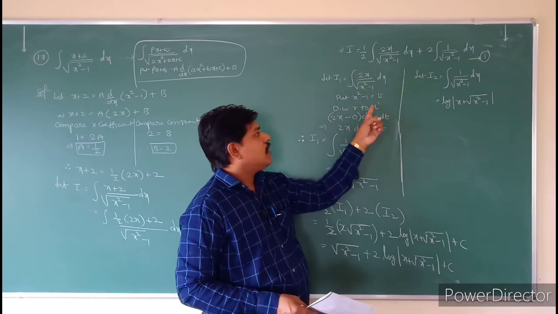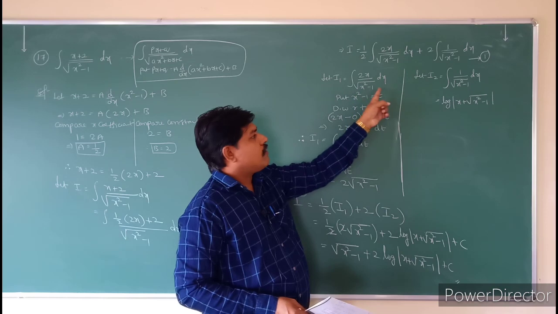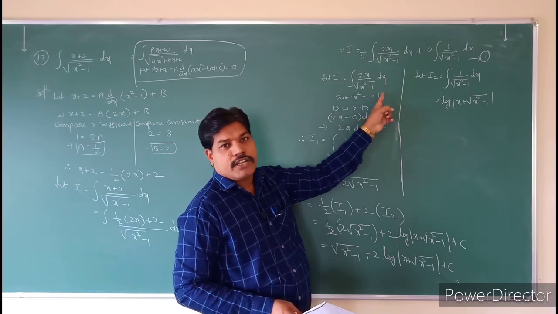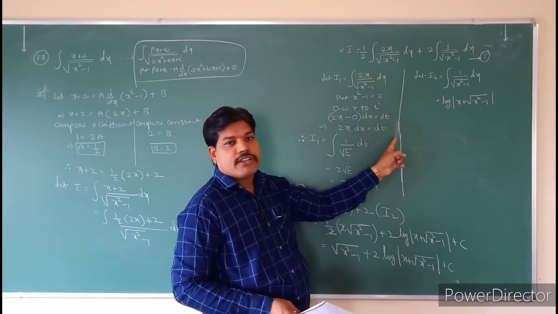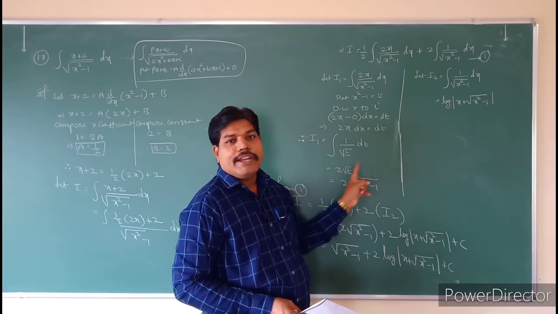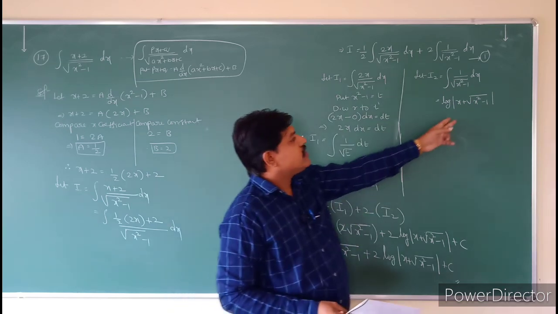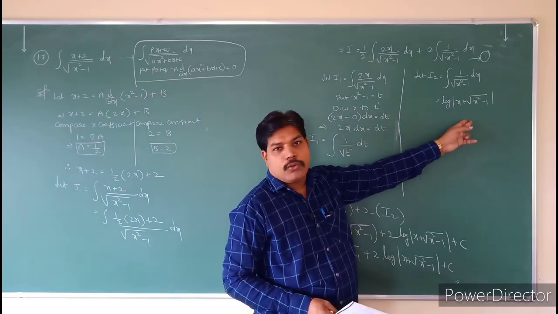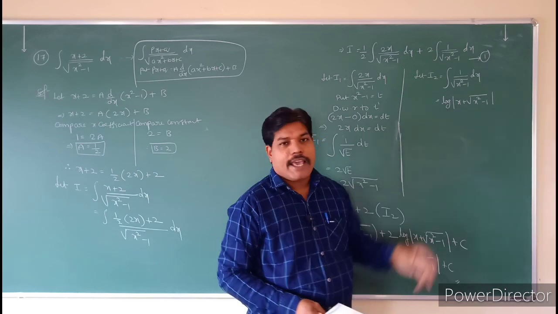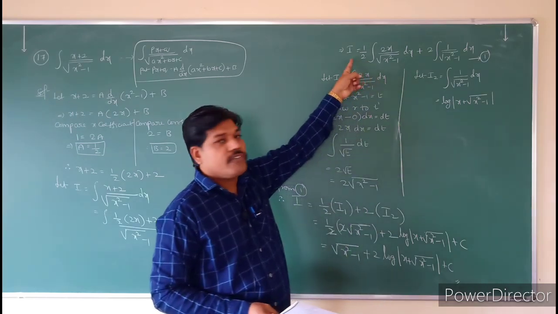This value is nothing but integral I1. I am taking that I1, integral of 2x by root of x square minus 1. The derivative of x square minus 1 is 2x, so 2x into dx is equal to dt. So automatically I1 will become integral of 1 by root t into dt. Similarly, this is the direct formula: integral of 1 by root of x square minus 1 is log mod x plus root of x square minus 1, and these two values we substitute in this equation 1.